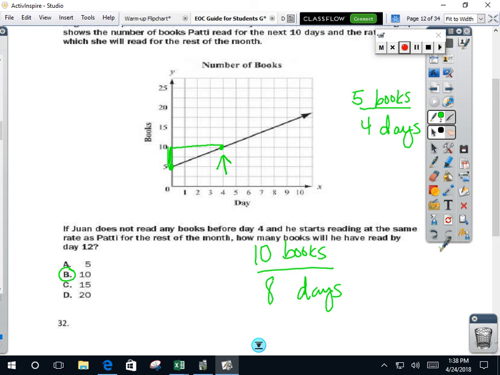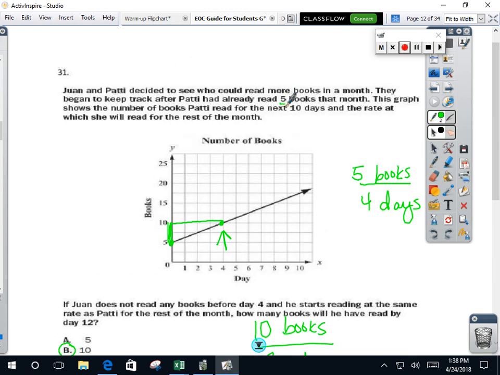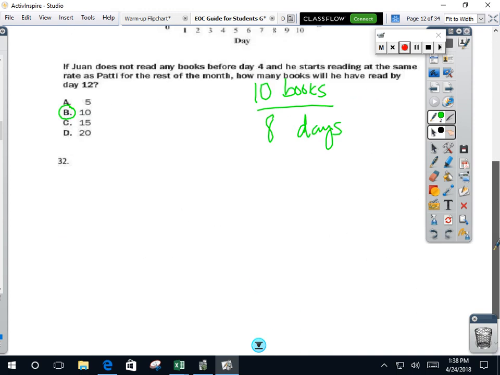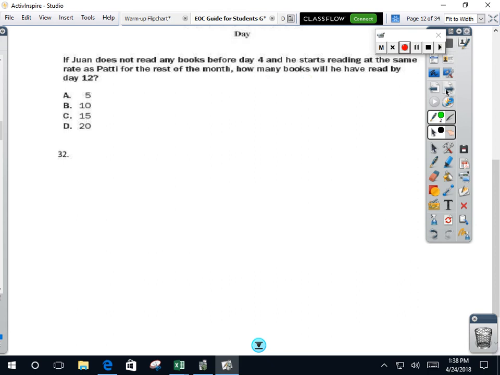20. Because by the 12th day, she would be up to her 15th book, but remember, she had already read 5 before they started keeping track, so 20. All right, number 32 is on the next page.